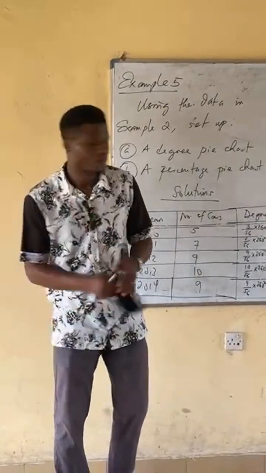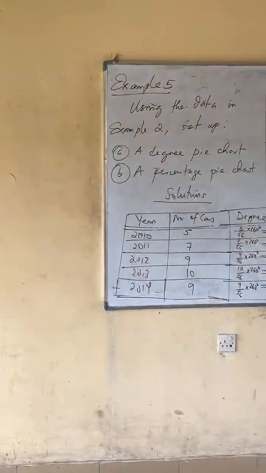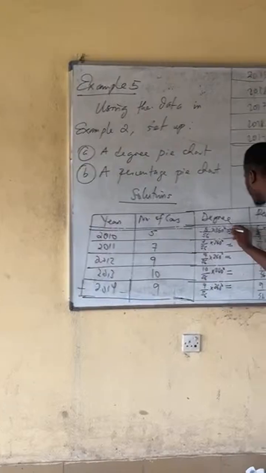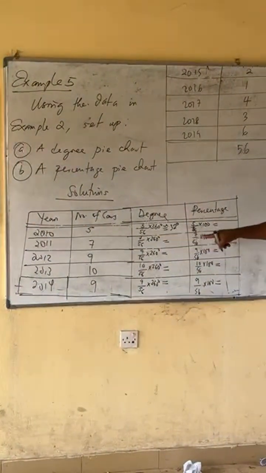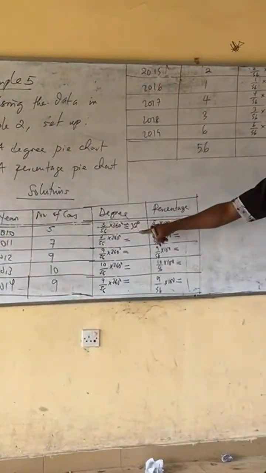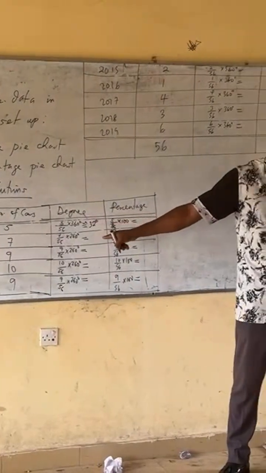32.1. So I need it to the nearest whole number. I'll just call it 32 degrees, and I put an approximate symbol there. Is it clear? The wave here shows that it's an approximated result.